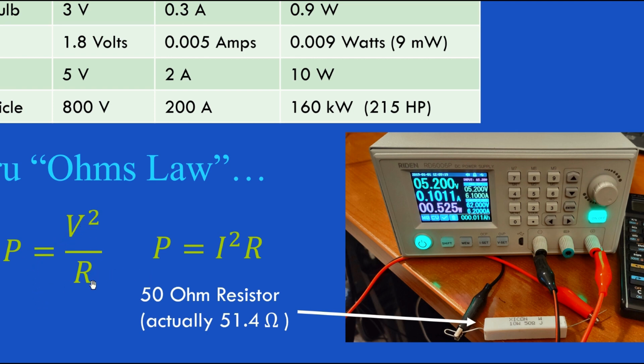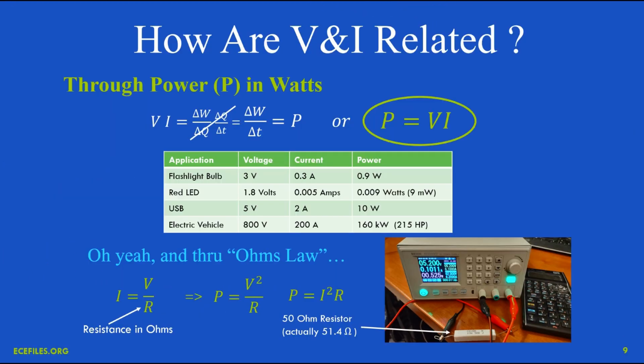One is V squared over R for power. The other one is I squared R. And in a university setting, we would derive those after presenting Ohm's law in this form. We would substitute this equation in for I up here in the upper right, and we'd have V times V over R, which is V squared over R. And you can figure out how this one is derived the same way.